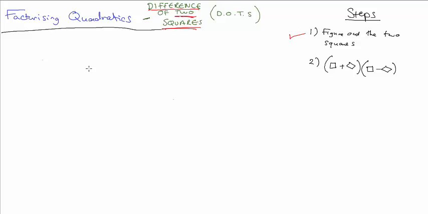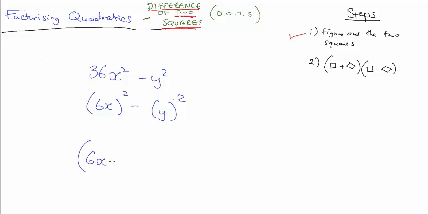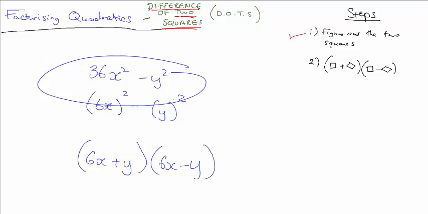There's another one. Let's mix it up. You could get 36x squared minus y squared. Don't be scared by this if you see it. This is just 6x being squared, and this is y being squared. Simple. So 6x plus y, 6x minus y. You can multiply that out yourself. You get that here. So that's the difference of two squares. Simple, easy peasy.